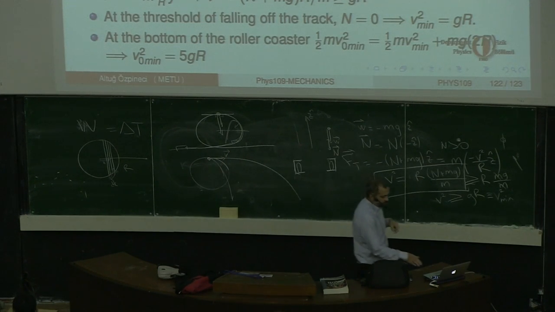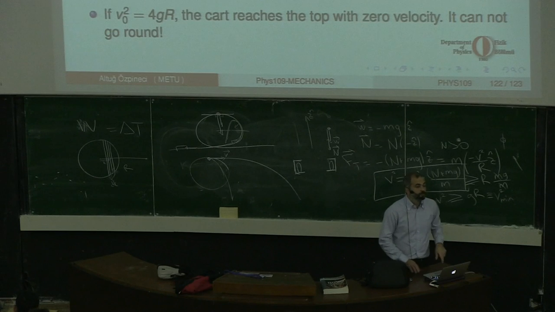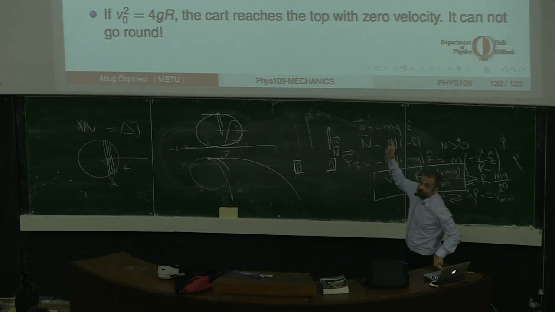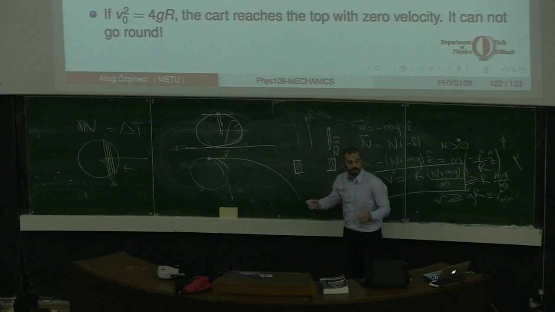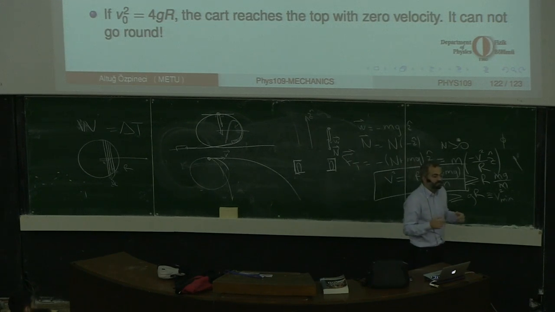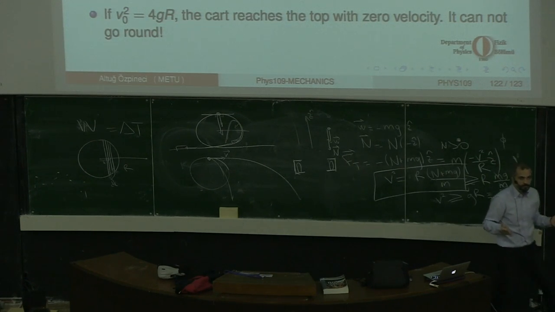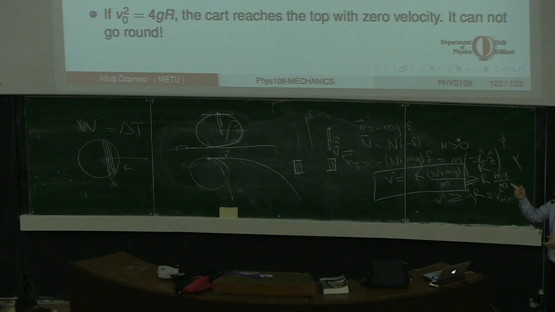The previous answer is the correct one. If you send it with the square root of 4gr in such a rail system, such that the wheels are always attached to the rails and not allowed to get loose, the train will go to the top with zero speed.